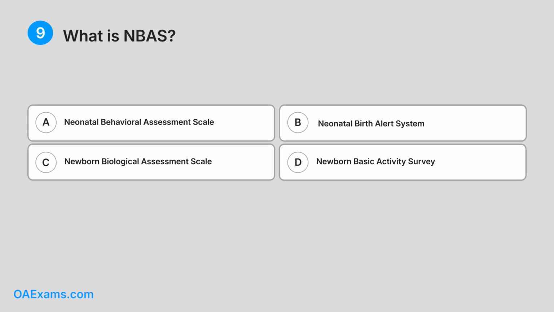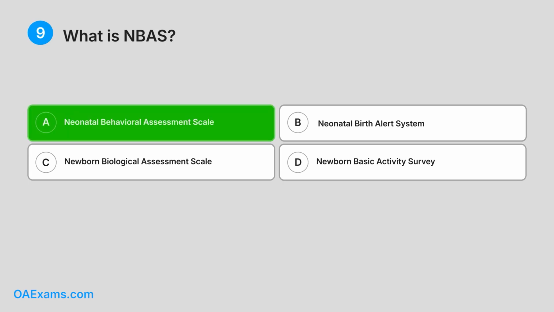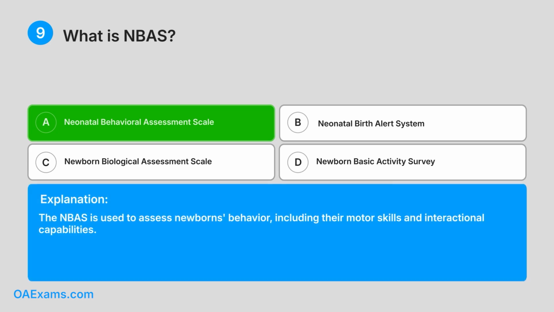Correct answer: A. Neonatal Behavioral Assessment Scale. Explanation: The NBAS is used to assess newborns' behavior, including their motor skills and interactional capabilities.